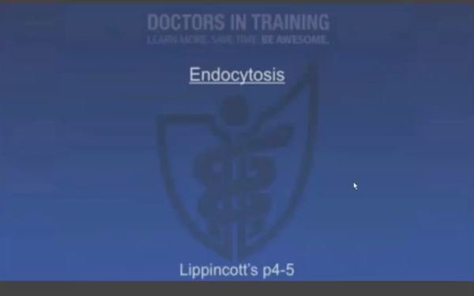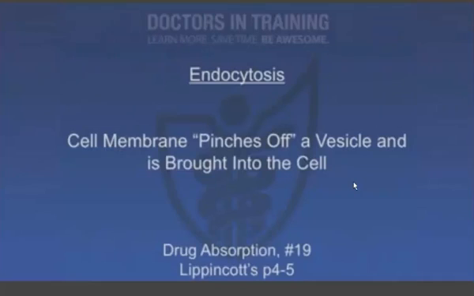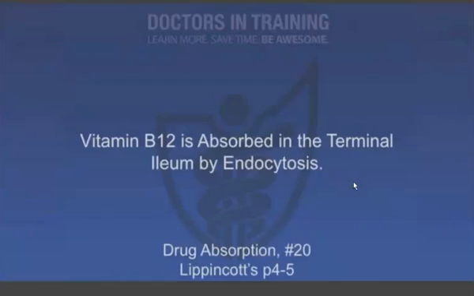A final method of absorption that's rarely used is endocytosis, where a molecule comes up against the cell membrane, and that cell membrane sort of pinches off a little vesicle around the drug and brings that drug into the cell. There's a good example of this. This is the way that vitamin B12 is absorbed in the gut, in the terminal ileum.